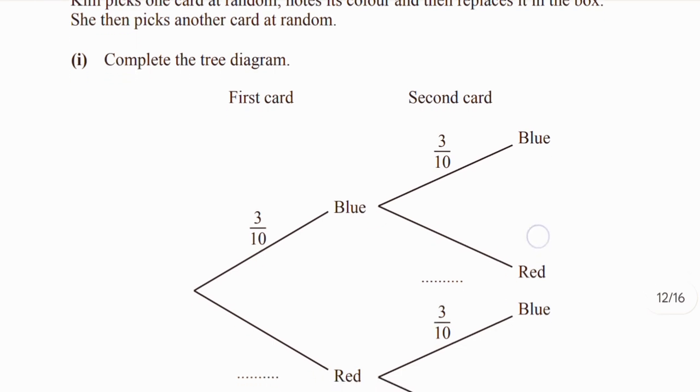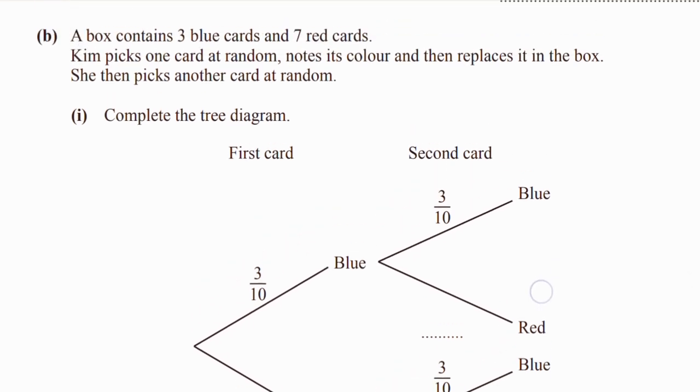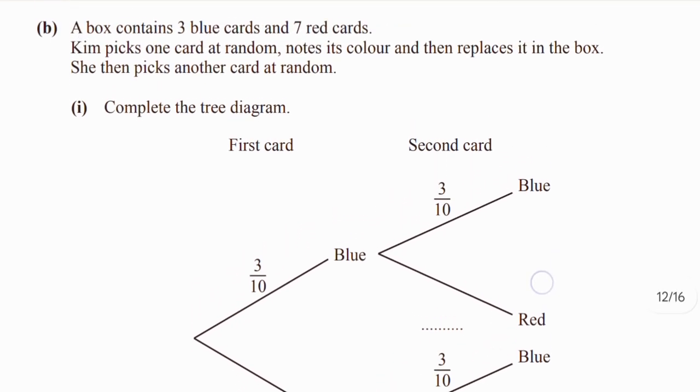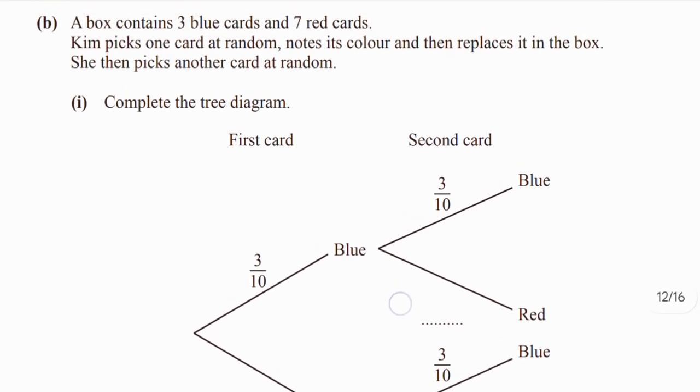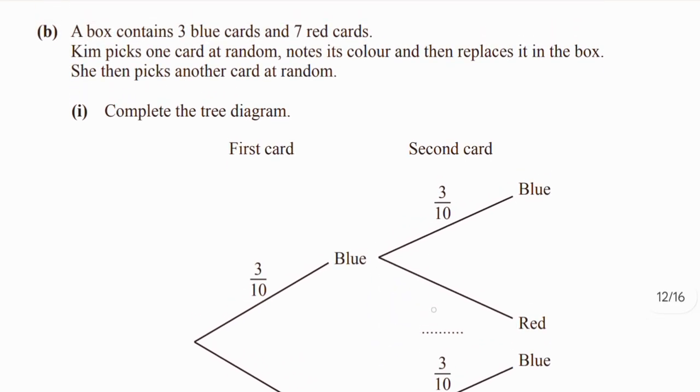Okay. So basically we have 3 blue cards and 7 red cards. Total number of cards 10. So she takes 1 card and it's blue. So the probability of getting that card is 3 over 10.